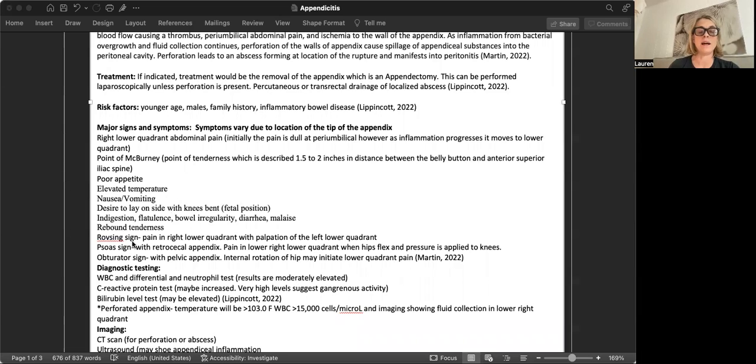The Rovsing sign is when you're palpating the patient on the lower left quadrant, but there's pain in the right lower quadrant. Psoas sign is when the patient has their hip flexed and pressure is applied to the knee, then you'll see pain in the lower right quadrant. And the obturator sign, this is more with pelvic appendicitis. This is when internal rotation of the hip may initiate lower quadrant pain.